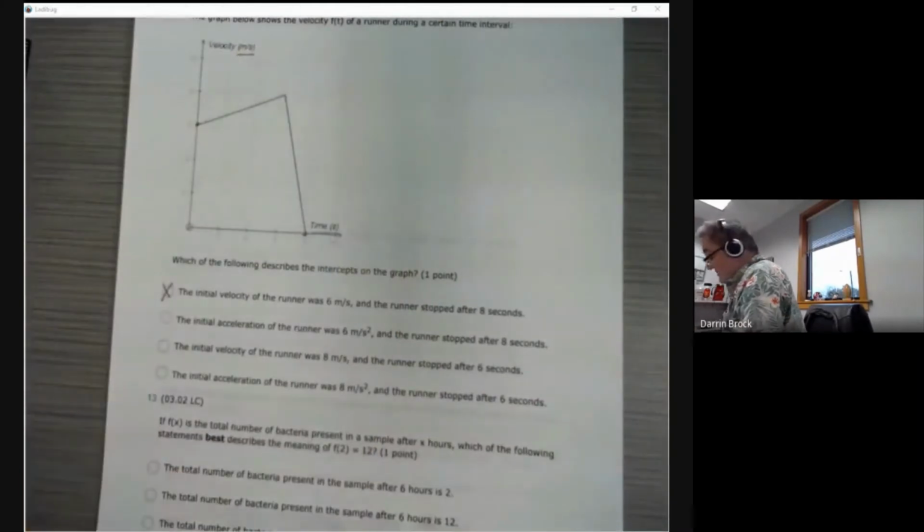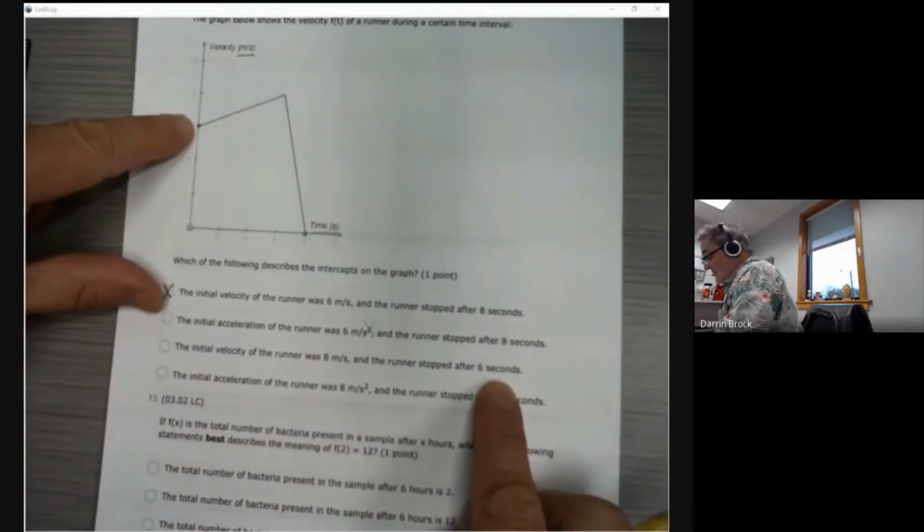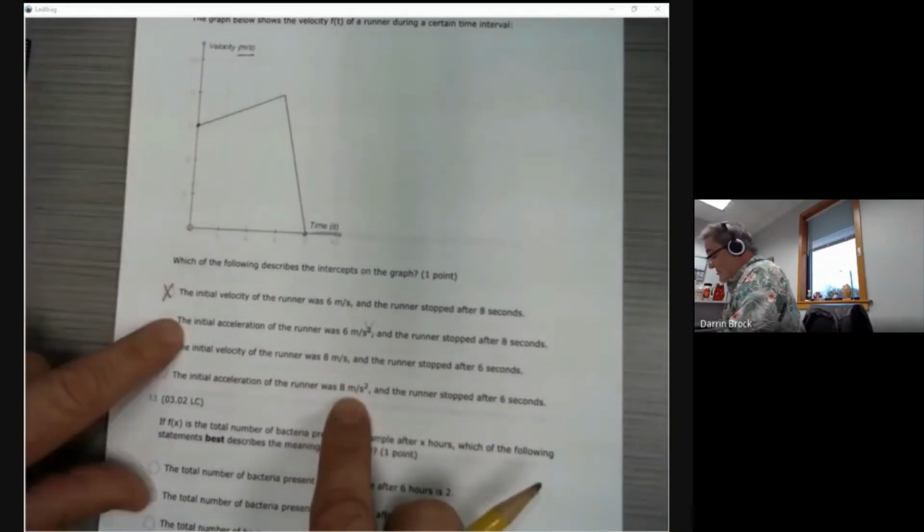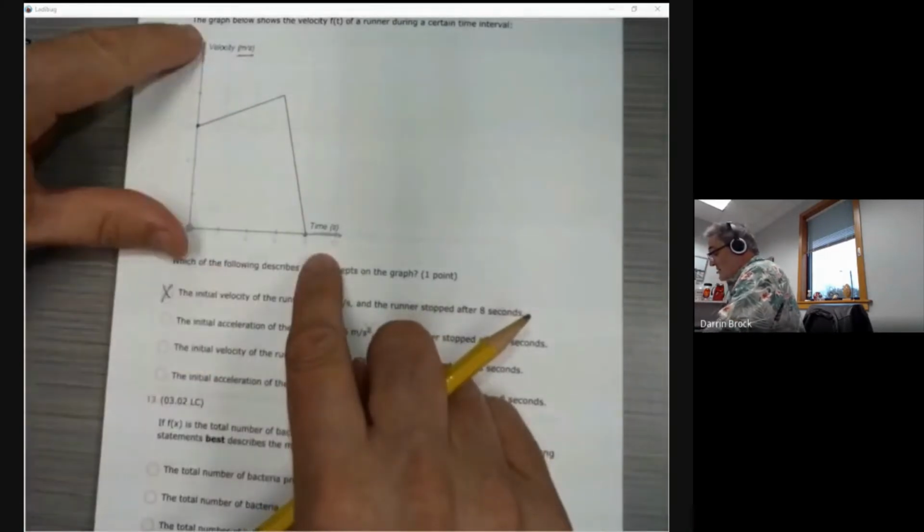Now this says the initial acceleration of the runner is 6 meters per second squared. This is not meters per second squared, and the runner stopped at 8 seconds, so that's why that one's wrong. Initial velocity of the runner is 8 meters per second and stopped after 6 seconds? No, meters per second is the y, so it's not 8. And the same thing here, it's not 8. So make sure you know the x's and the y's. It tells you the y right there is meters per second.